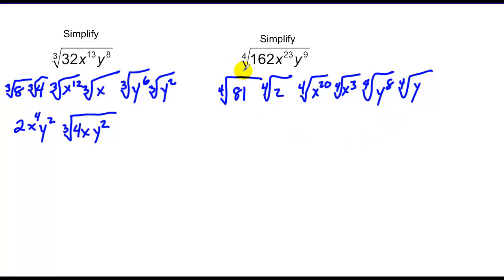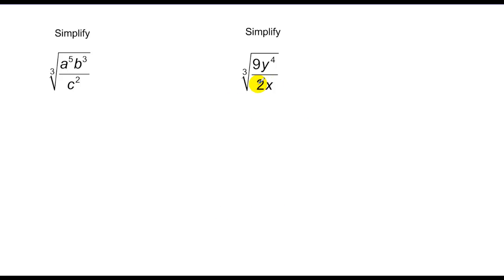The 4th root of 81 is 3. The 4th root of x to the 20th is x to the 5th. The 4th root of y to the 8th is y squared, and my remaining terms are 2, x cubed, and y. Now let's talk rationalization.